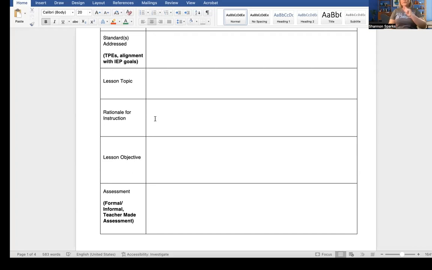And I think I'm going to go ahead and stop share, and then we'll go back to the template if we need to. And I will just go ahead and share a little bit more about the lesson plan template. And I want to pull it up so we make sure that we have it.